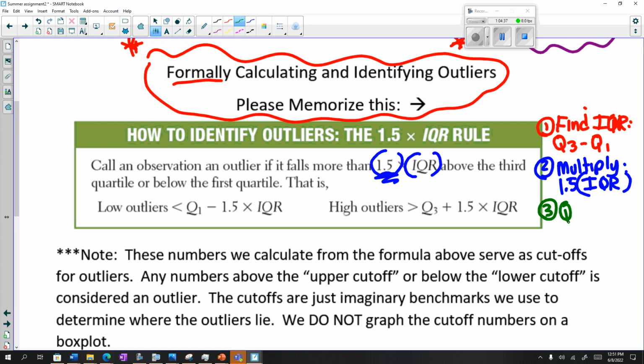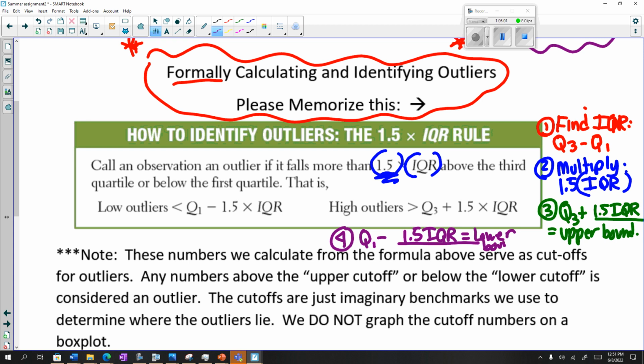So you're going to do Q3 plus this number, 1.5 IQR, and you're going to get an upper boundary for outliers. And then you're going to do the same thing, but with Q1. I'll do it over here: Q1 minus this number, 1.5 IQR. And you're going to get a lower boundary for your outliers. Whatever is outside of these boundary values are considered outliers.